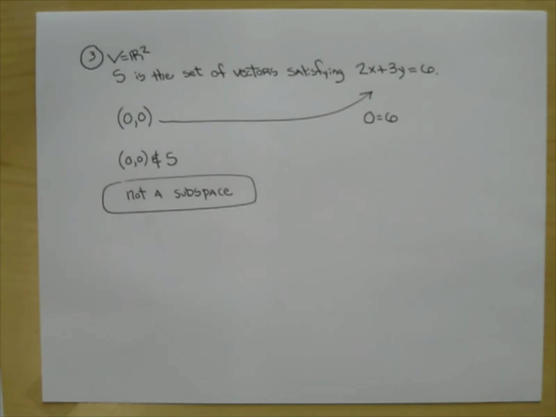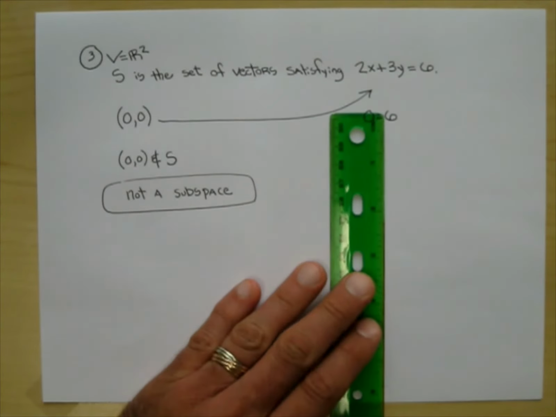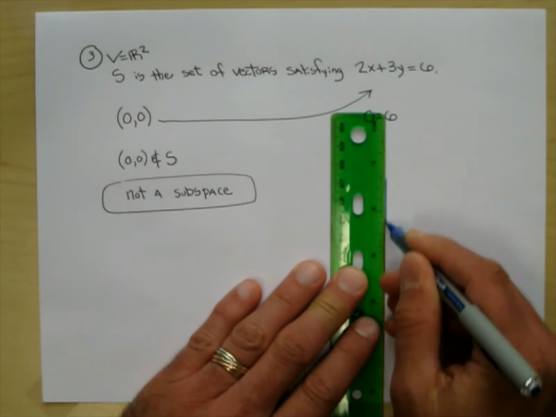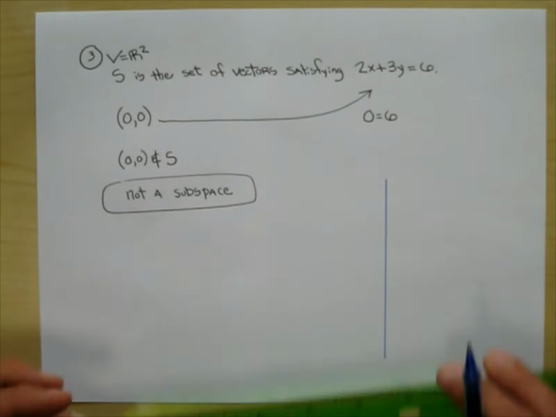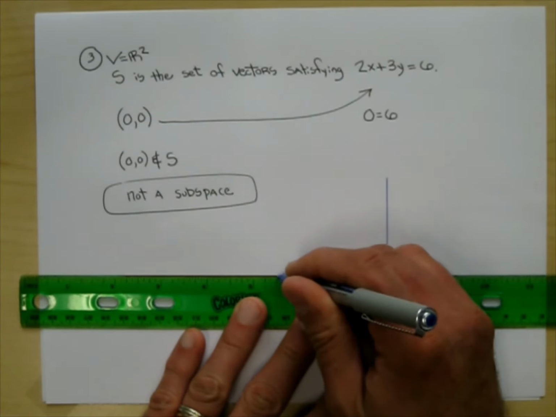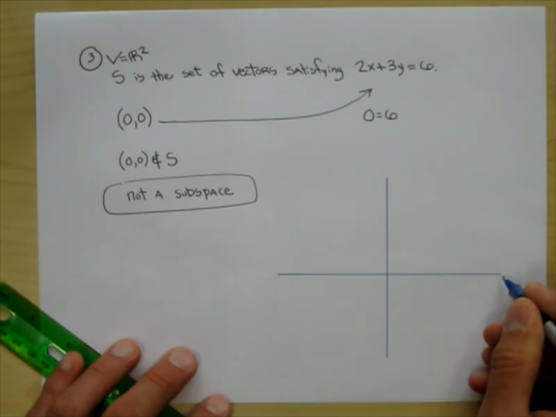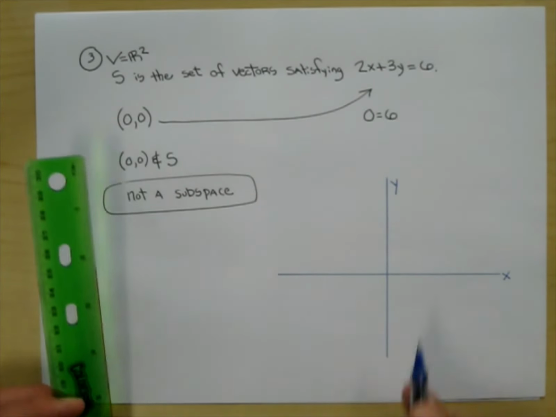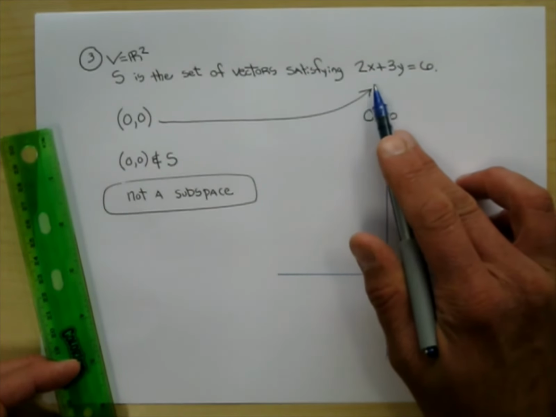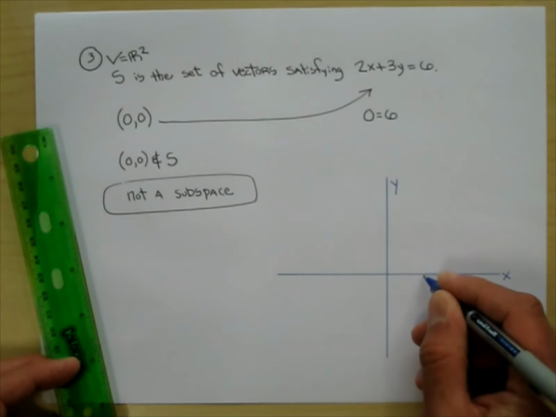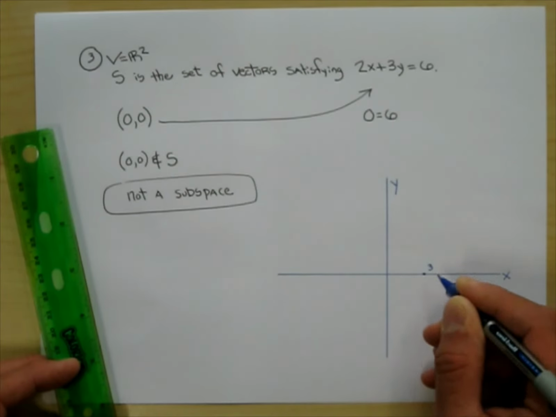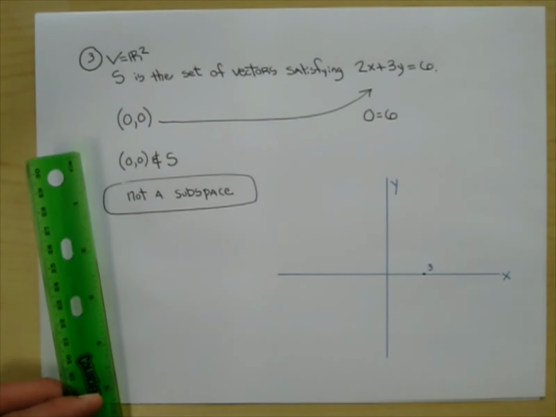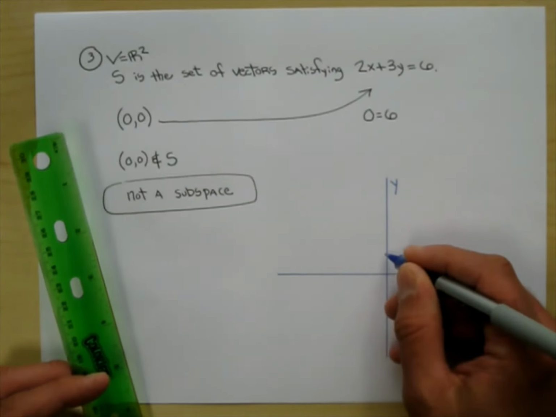Okay, let's continue. See if I can find problem 4. Is this one? Oh, let's not continue. Let's bring up one other thing. Here's X. Here's Y. I'm going to graph this line here. To find the x-intercept, set y equal to 0, the x-intercept is 3. To find the y-intercept, set x equal to 0, y is 2.